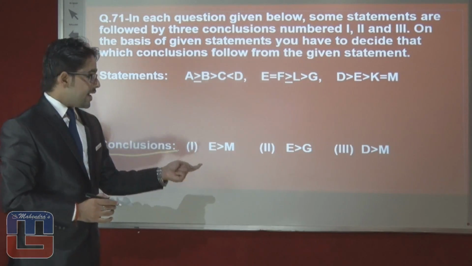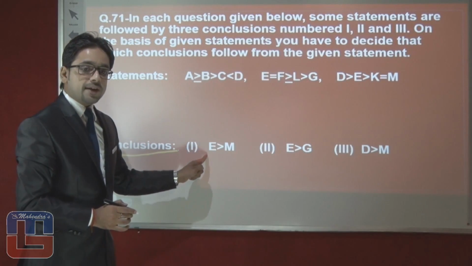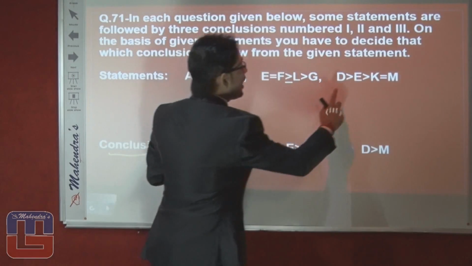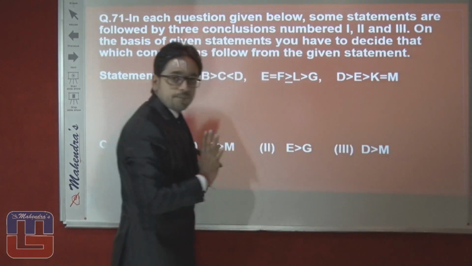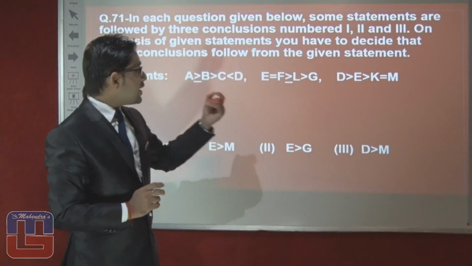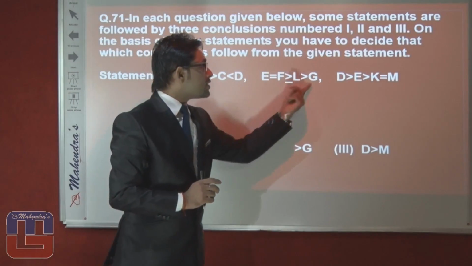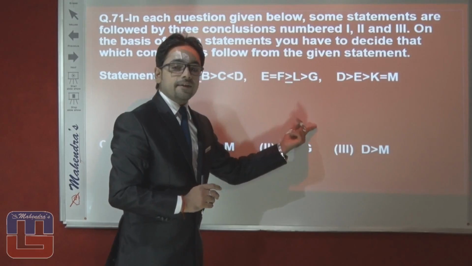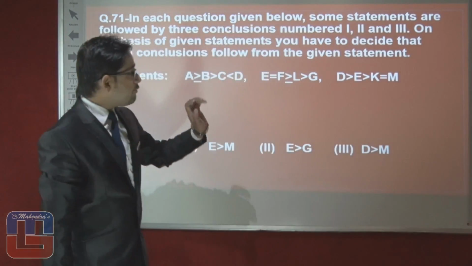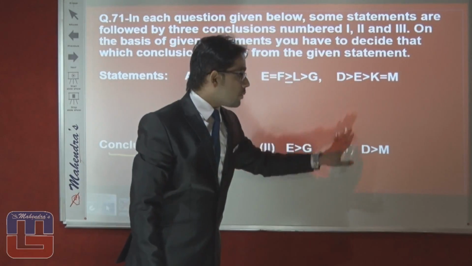In the first conclusion, the examiner wants to know about E and M. You can see in the statements E and M exist in statement number 3. The second conclusion is talking about E and G. You can easily find that E and G exist in statement number 2. The third conclusion is talking about D and M.